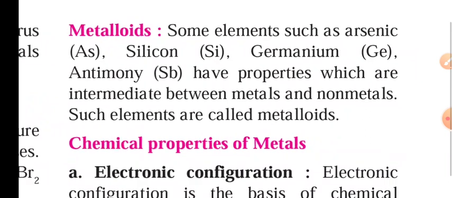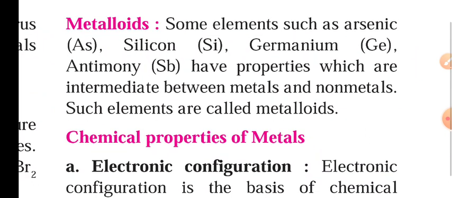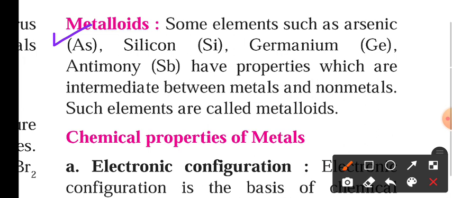Now let's go ahead towards the metalloids. Till now we talked about metals and non-metals. There are some elements which show the properties of metals as well as non-metals. They are intermediate between metals and non-metals. It's like a junction of metals and non-metals. So they have some characteristics of the metals, and they have some properties of the non-metals.